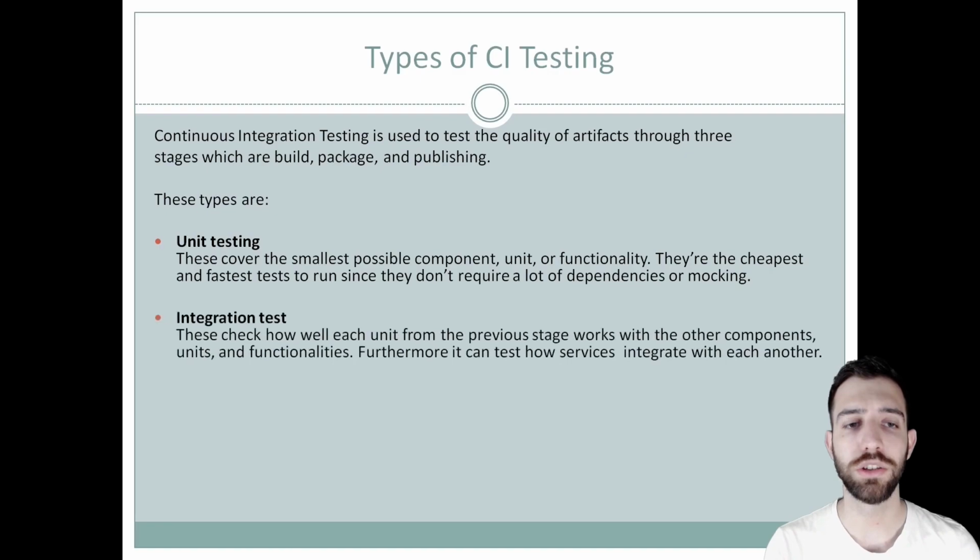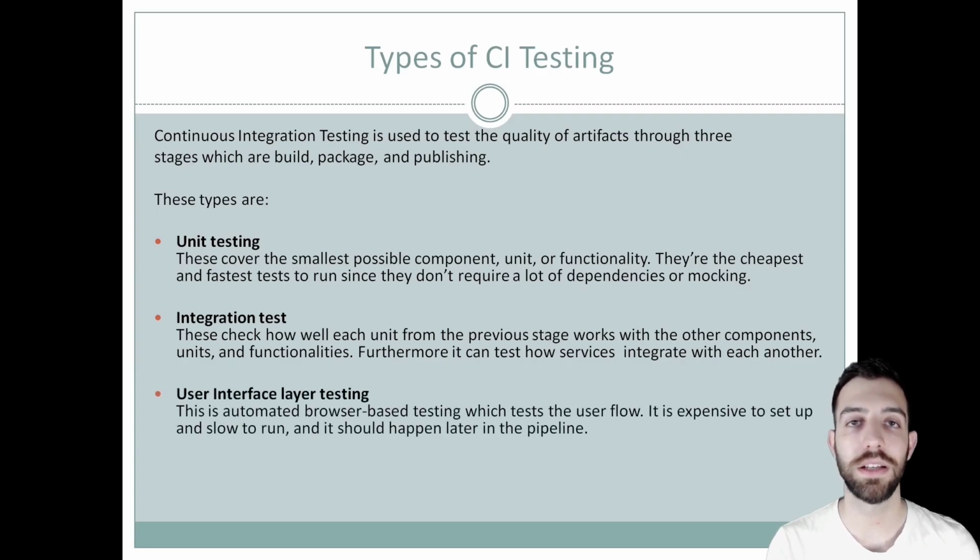Secondly is integration testing, which checks how well each unit from the previous stage works with other components, units, or functionalities. Furthermore, it tests how well services integrate with each other. And last but not least is user interface layer testing, which is automated browser-based testing that checks the user flow. These tests are expensive to set up, slow to run, and should happen later in the pipeline.